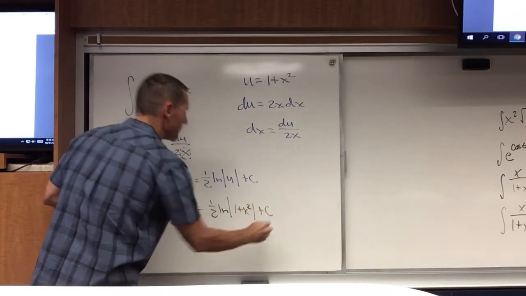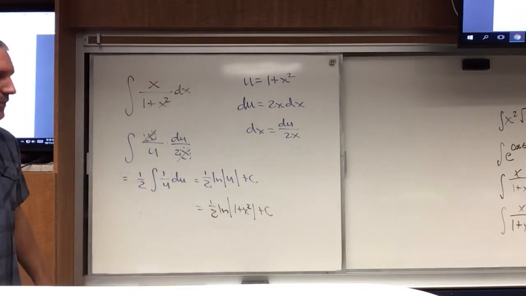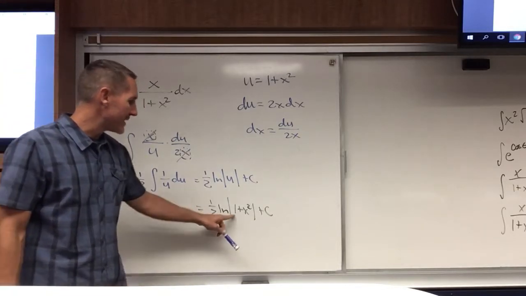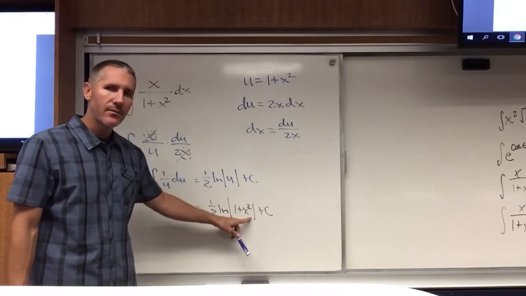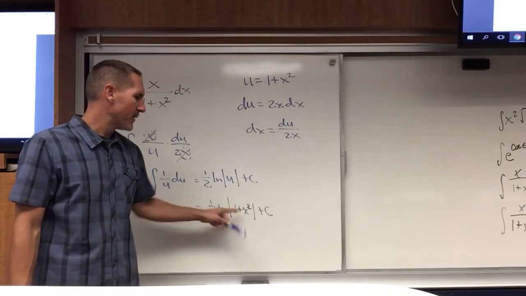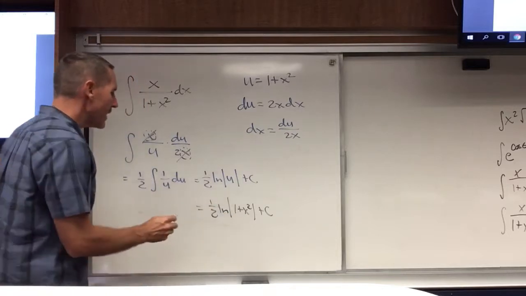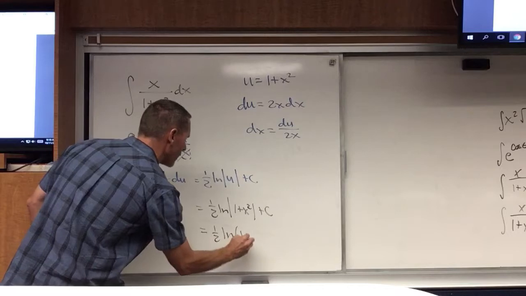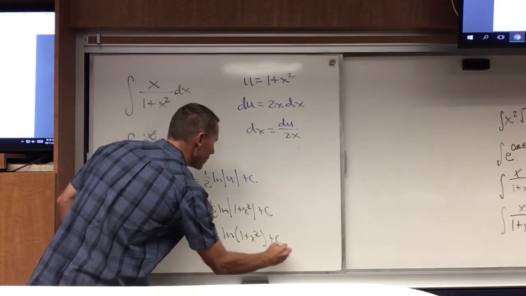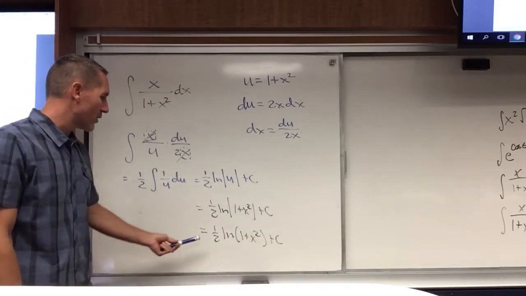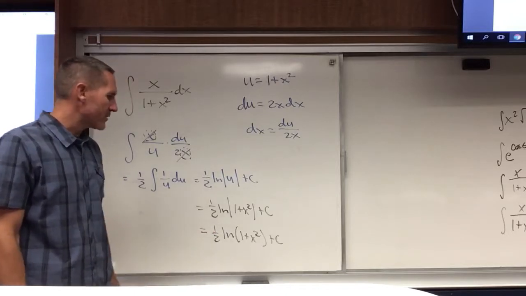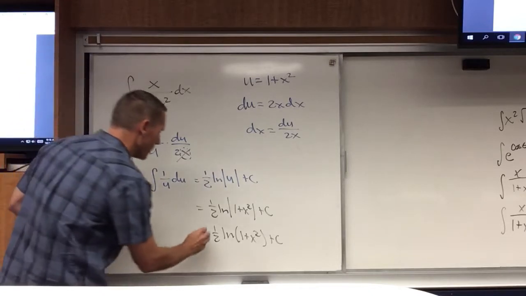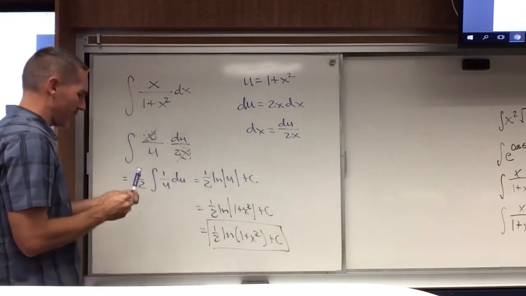Now the one thing I'm going to say about this problem is I don't need these absolute value marks anymore because what's inside here is never negative, right? 1 plus x squared, that's always positive. So really, I don't need those, so I could just call it 1/2 ln of 1 plus x squared plus c. And if you really wanted to, you could call it ln of root 1 plus x squared by applying that 1/2 up as the exponent. But that's another example.